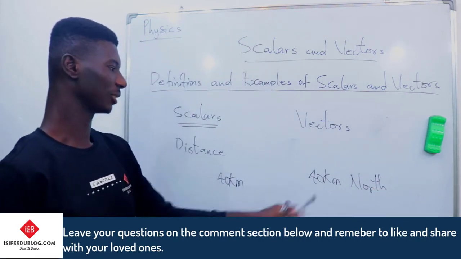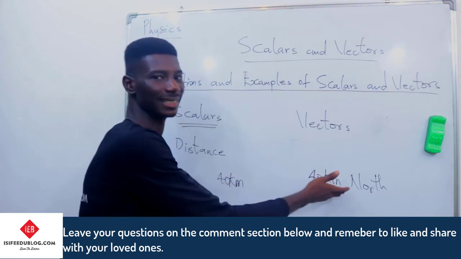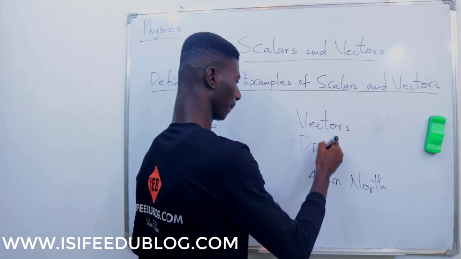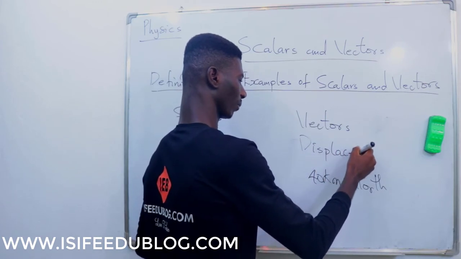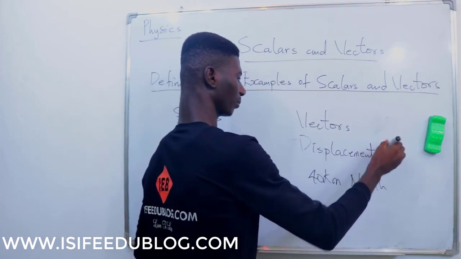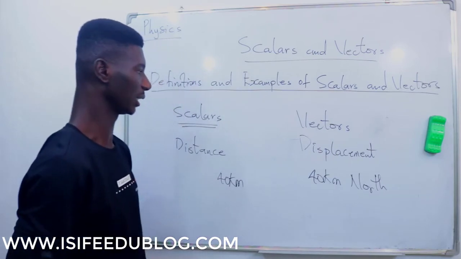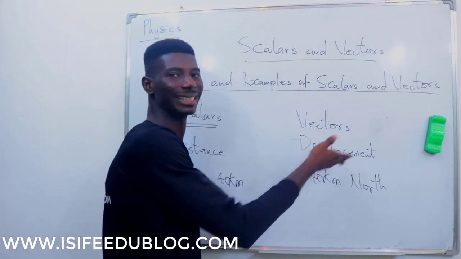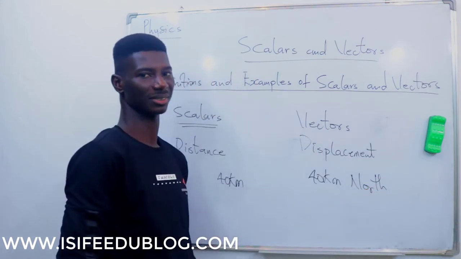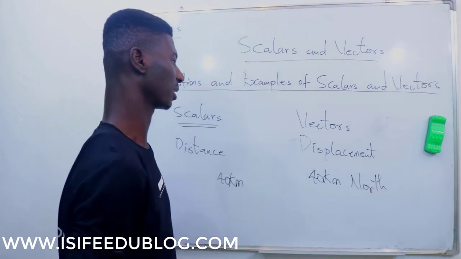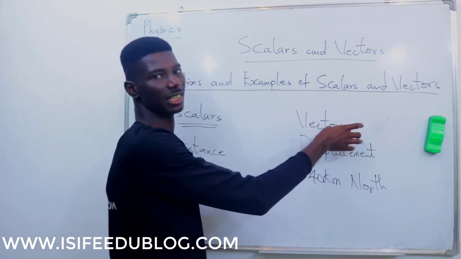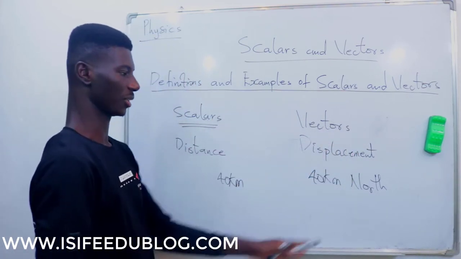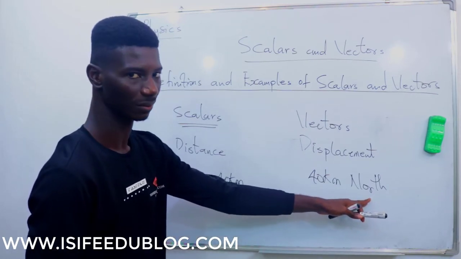In this case now, this is no longer a distance. It is called a displacement. Now, a displacement is a distance that has a direction. That is what you call a displacement. Therefore, a displacement is a vector, while distance is a scalar quantity because of this direction north.